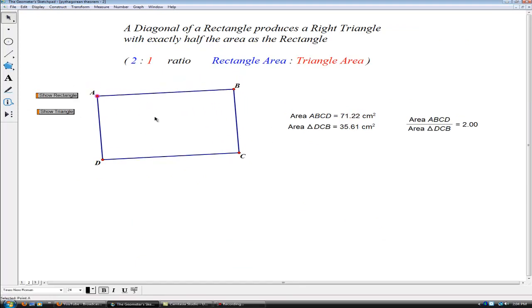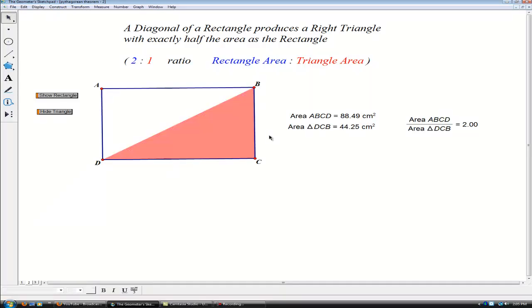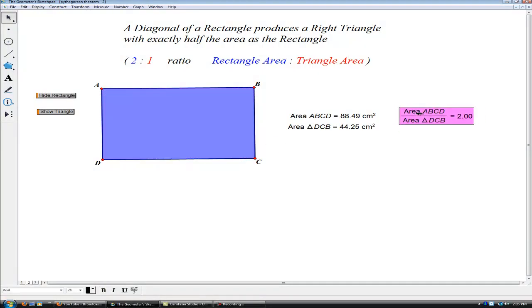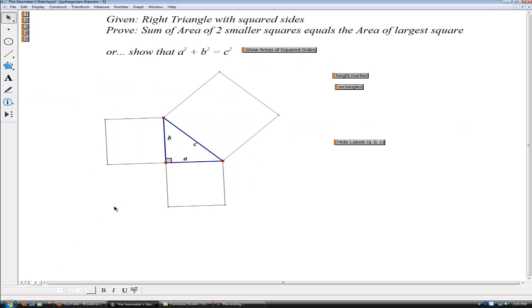Now, given a rectangle, this is an adjustable, dynamic construction. For any rectangle that has a diagonal constructed, the area of the resulting triangle will always be exactly half of the rectangle area. The resulting ratio is always 2 to 1. The rectangle area is exactly twice the triangle, or the triangle is exactly half of the rectangle. That 2 to 1 ratio is also important when we start looking at the Pythagorean theorem.